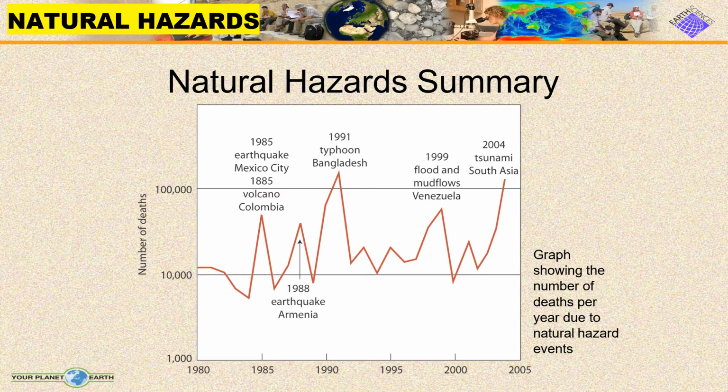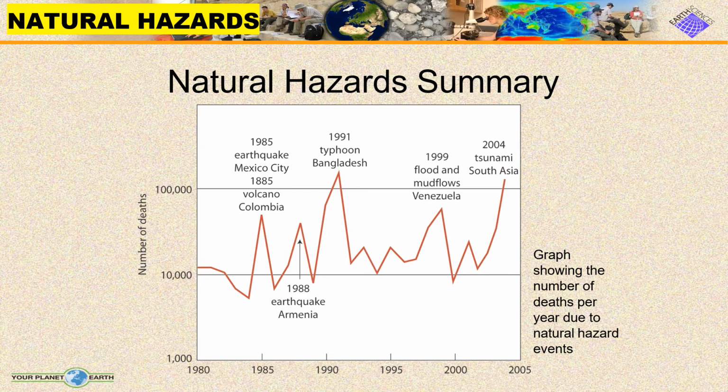Now, natural hazards summary. In this slide, you can see a graph of the number of deaths which occurred from 1980 to 2005. The number of deaths ranges from 1,000 to 10,000 and then 1 lakh. In 1985, there was a big earthquake in Mexico City, and a volcano eruption in Colombia, which was affected very badly. More than 10,000 people died due to this calamity.